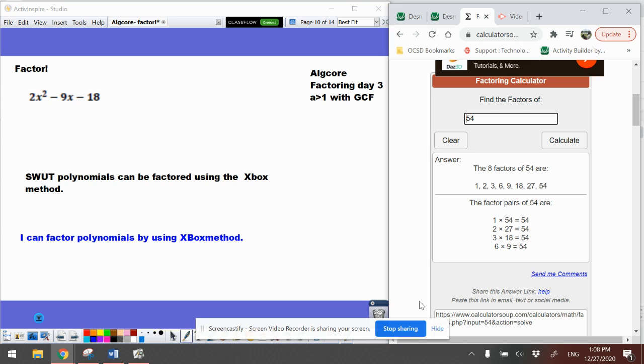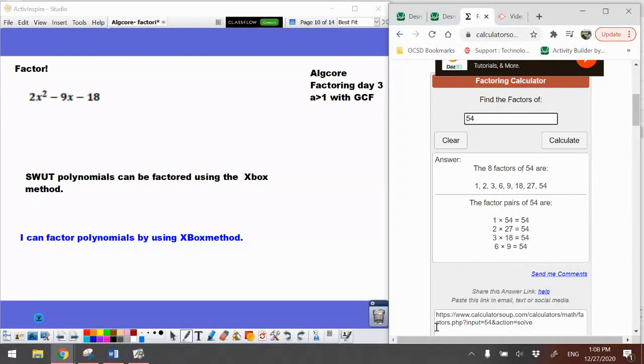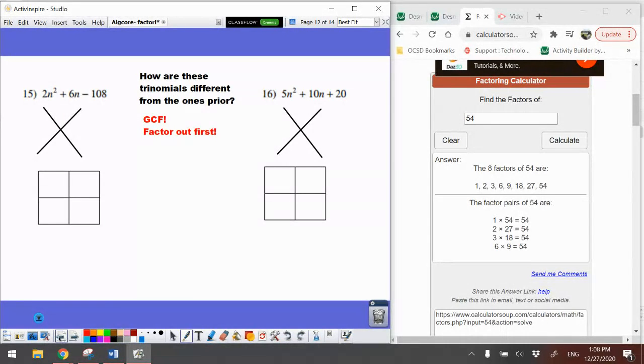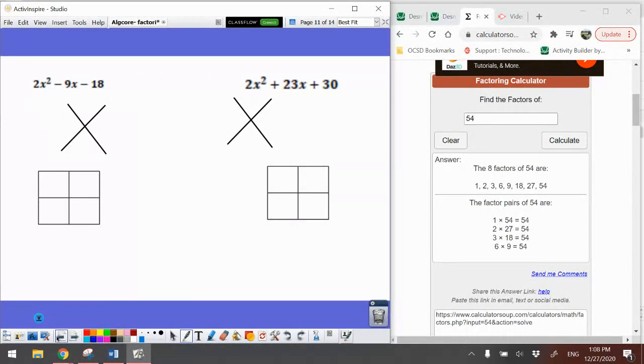All right, let's go ahead and do a little bit more factoring. Today we're going to work on factoring out the GCF first before we use the Xbox method. So on some of these problems, we're going to see that they have GCFs. Some of them are not. The first couple that we're going to start with do not. So these are just normal problems. So go ahead and hit pause and see what you can do with them.